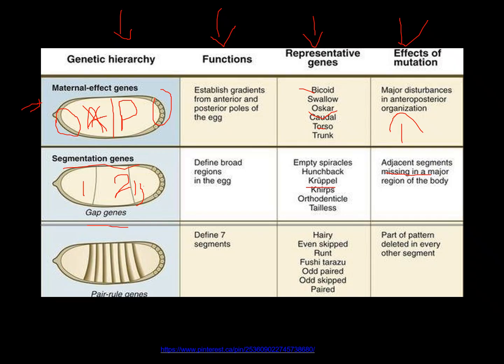And now we're going to move into the pair rule genes, where we're not going to define broad regions. We're going to define much thinner regions. We're going to define 7 segments. Remember even-skipped and fushi tarazu. Instead of the previous effect that creates major changes in the anterior-posterior axis or in major areas of the embryo, here you delete every other segment when you find a mutation, for example in fushi tarazu or even-skipped and other genes.